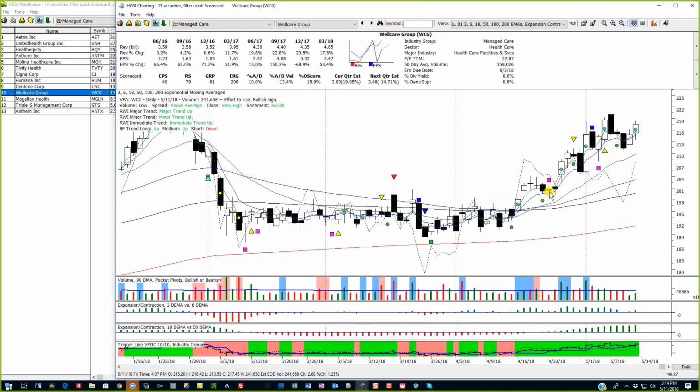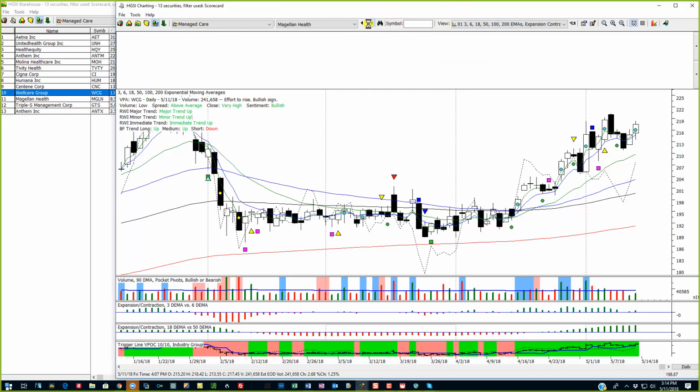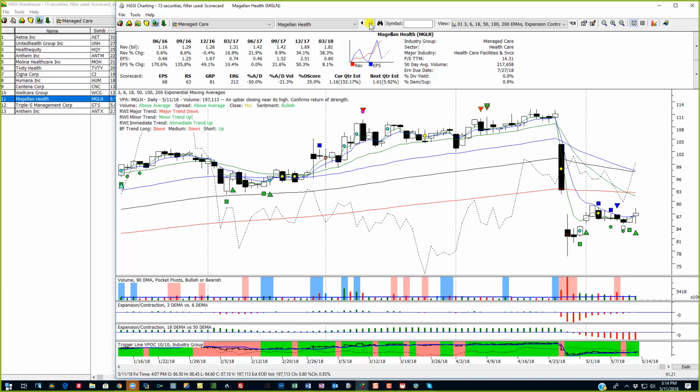WellCare, a more expensive stock, been trending up though, effort to rise today. Another stock could probably play with credit spreads. I don't buy options outright generally, well, hardly ever anymore.